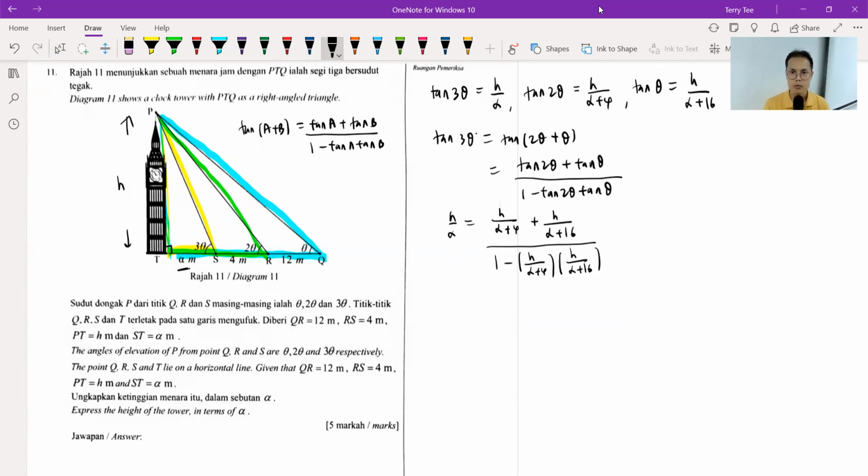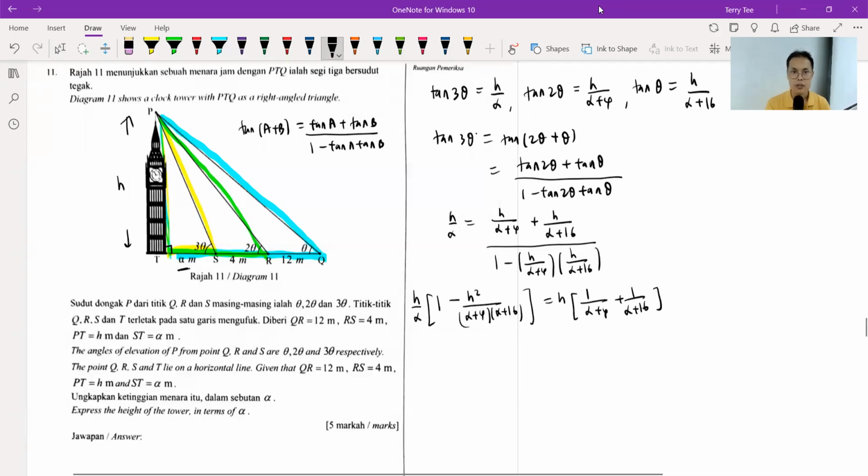To simplify this, maybe I cross multiply first. This is H over alpha times the bracket 1 minus H squared over alpha plus 4 and alpha plus 16. This whole thing, we can cancel out the H. I think we can take out the H and make our life easier. 1 over alpha plus 4 plus 1 over alpha plus 16. Notice that we can actually cancel this H and this H. You're left with 1 over alpha.